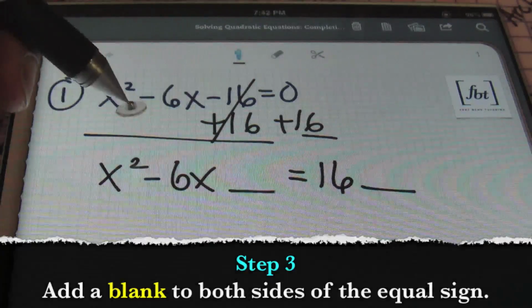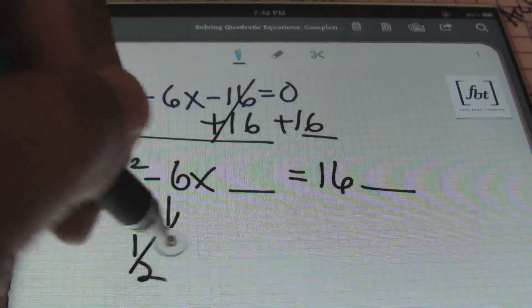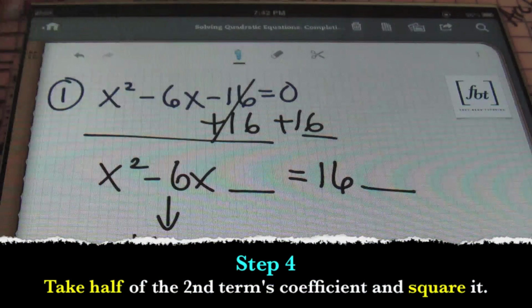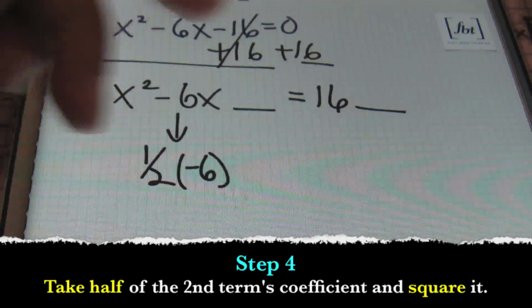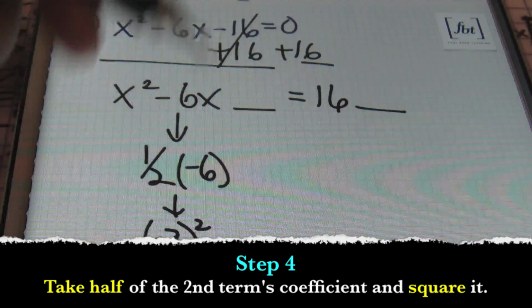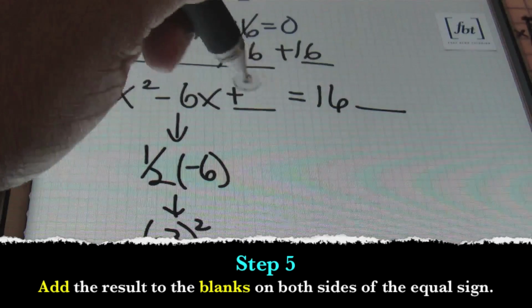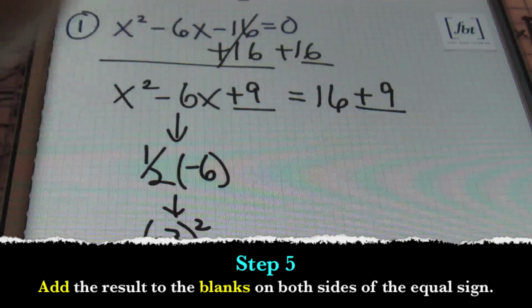The next step, ladies and gentlemen, is that you'll be taking half, that's right, half of the middle term's coefficient. So I'm going to be taking half of negative 6, which is negative 3. From that point, you're going to square that value. So negative 3 squared is positive 9, so that's what we're going to be adding to the blanks that we left up here at this step.